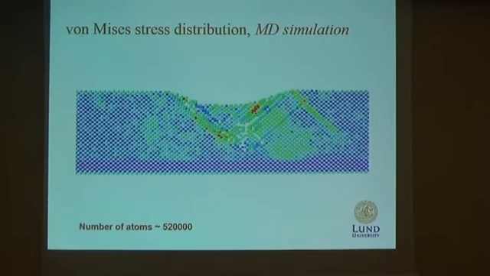So this is the result that you usually obtain from MD simulations. And of course, what we see here is only the middle plane of the plate, so this is not fully 3D. The simulation is fully 3D, but what we present here is the cross-section of the middle plane.